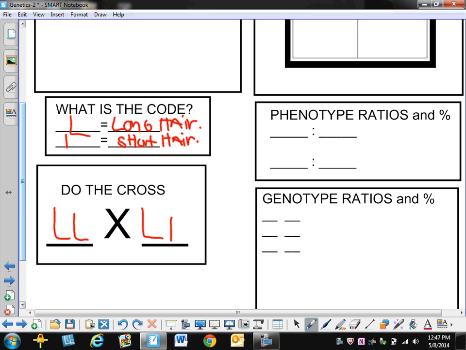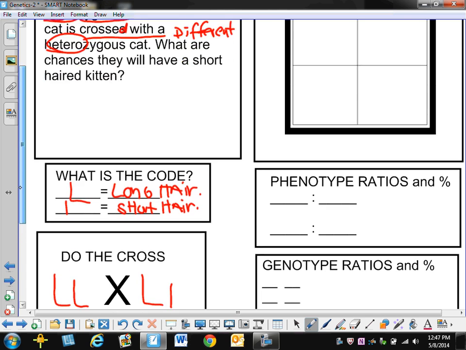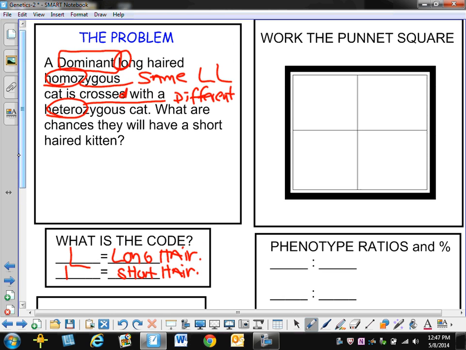We're done. We wrote the code. We know what our cross is. Now we go do the Punnett square. It doesn't matter where we put these. Big L gives us big L, big L. Big L gives us big L, big L. Big L, little l gives us big L, little l. Big L, little l. Cross is done. Now we just have to read what we did.